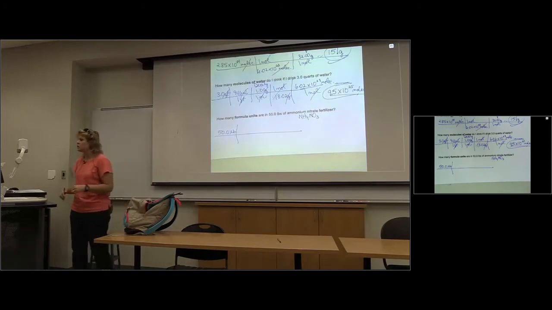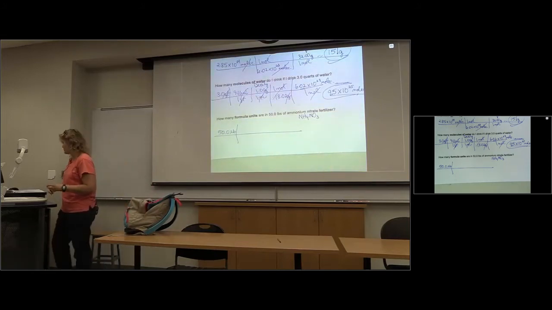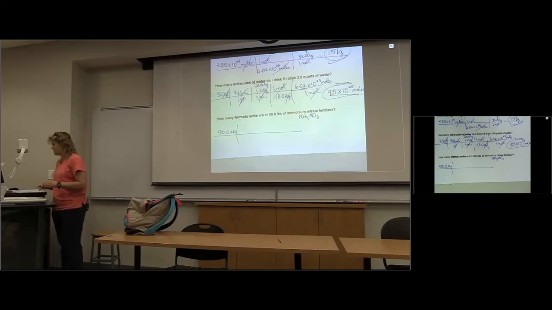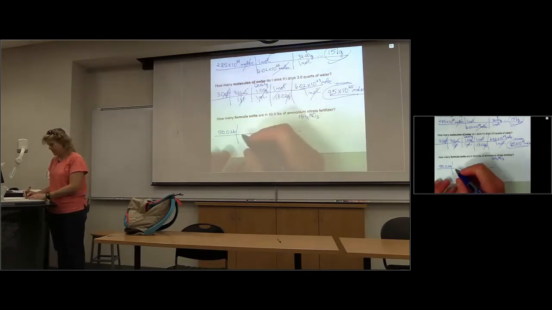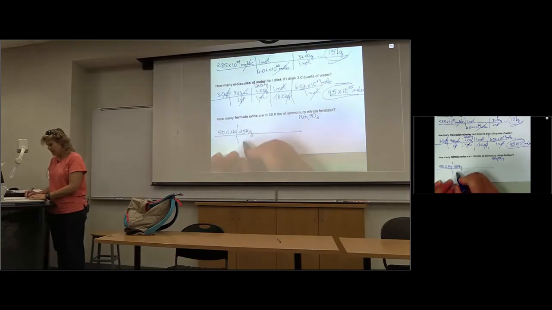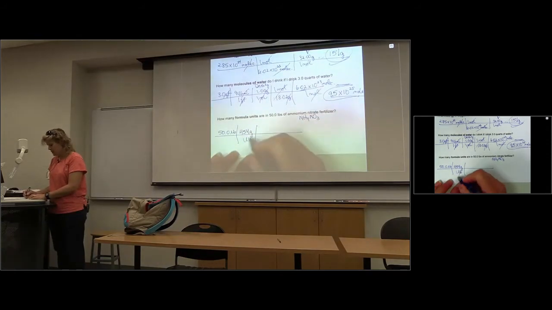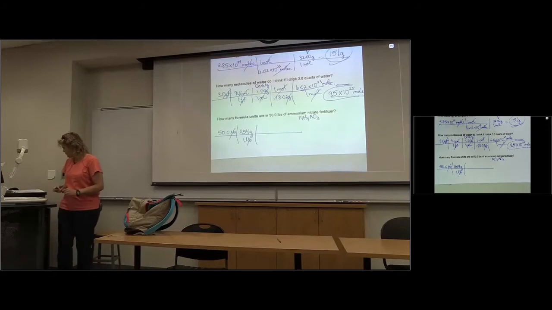Yes, 6.02. No, that's not exact. So that counts for 3 significant digits. So what's your next step? 454 grams in 1 pound. Pounds cancel. Then what?